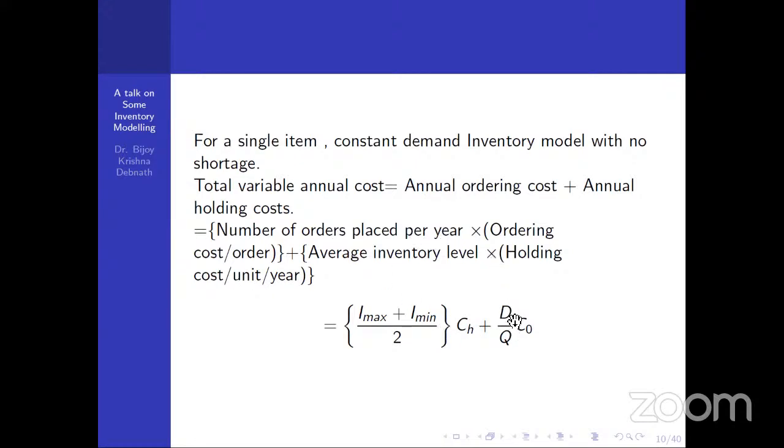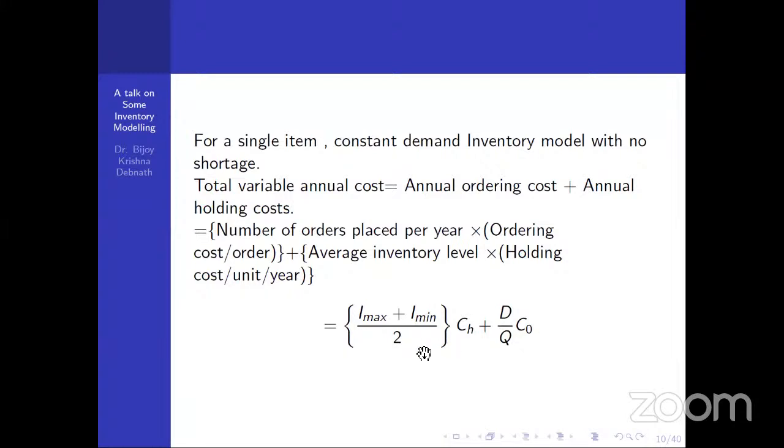Because look, your per year consumption, for the entire cycle, your order demand may be 1000 units, and every time you are getting 100 units, right? So how many times do you have to pay the order? 1000 divided by 100, that means 10 times, right? So this is the number of orders into ordering cost, that is C naught.